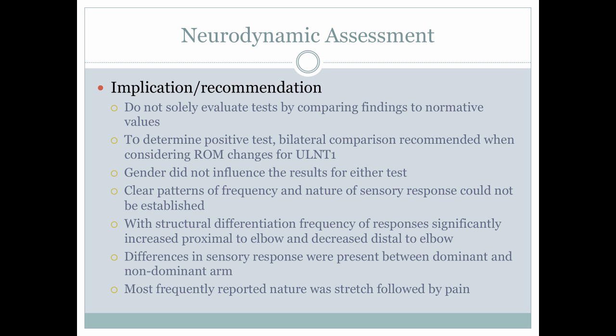So implications and recommendations on their findings, just to talk a little bit about that, there was a wide range of normal values found in the study, which strengthens the reasoning behind the clinical practice of not solely evaluating these tests by comparing findings to normal values. So if we take that symptomatic patient, it's going to be very hard to apply what their findings are to what the normal is, because the normal values were so wide. And so what that tells us is that comparing side-to-side responses as well as symptom response needs to be considered, and would probably be more helpful in determining if the person has a neurodynamic issue or not.